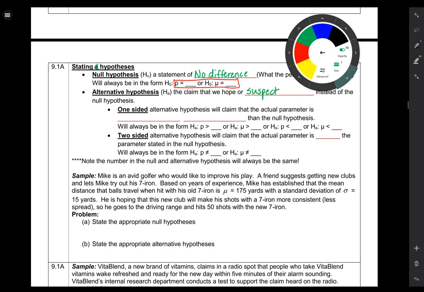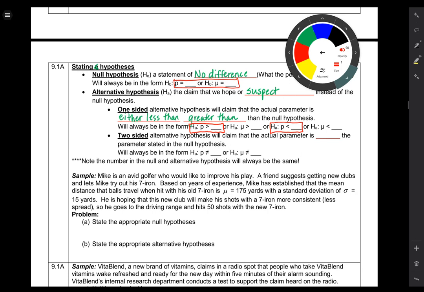So I'm going to put either less than or greater than our null hypothesis. It will always be in the form of one of these four types. And I'll just focus on the proportions because that's what we're concerned with in this unit. So I'll just box in those. So it will be HA: p is greater than, or HA: p is less than.